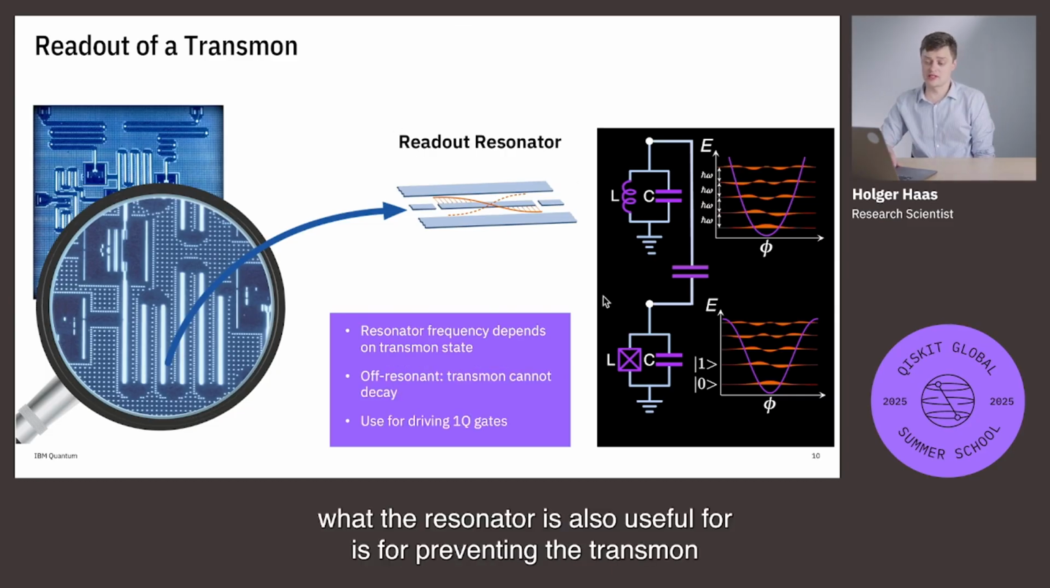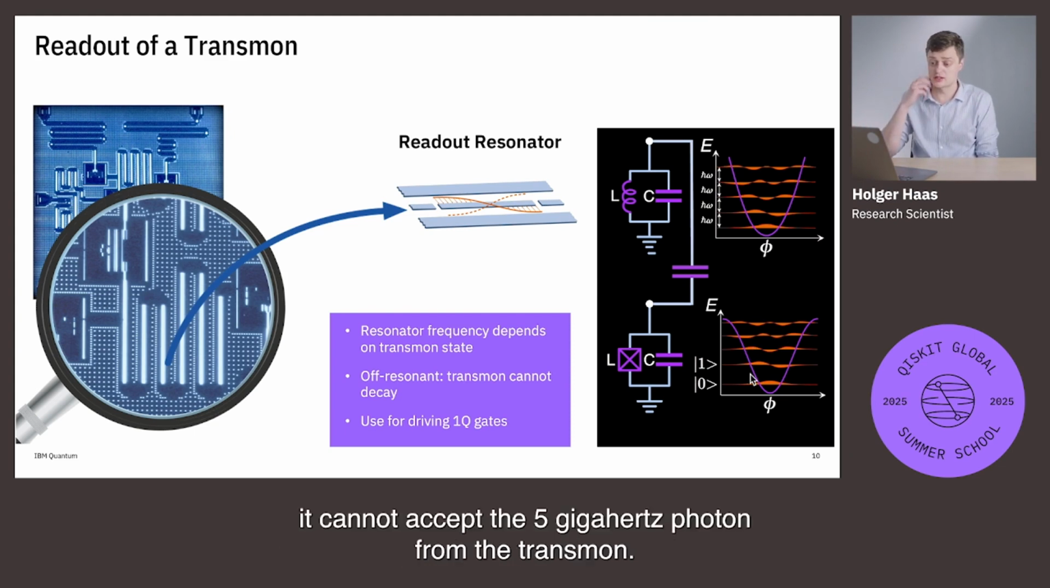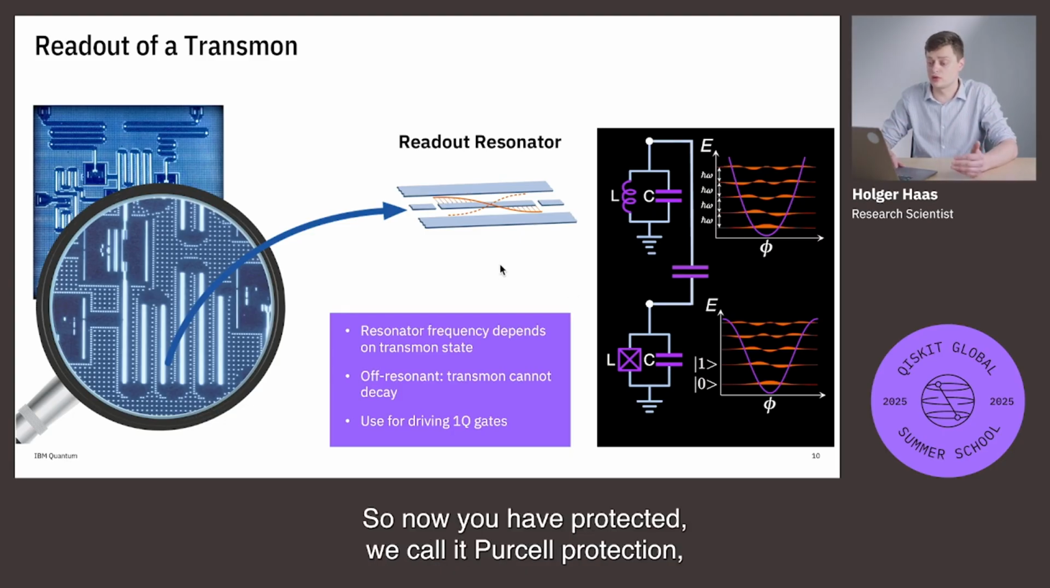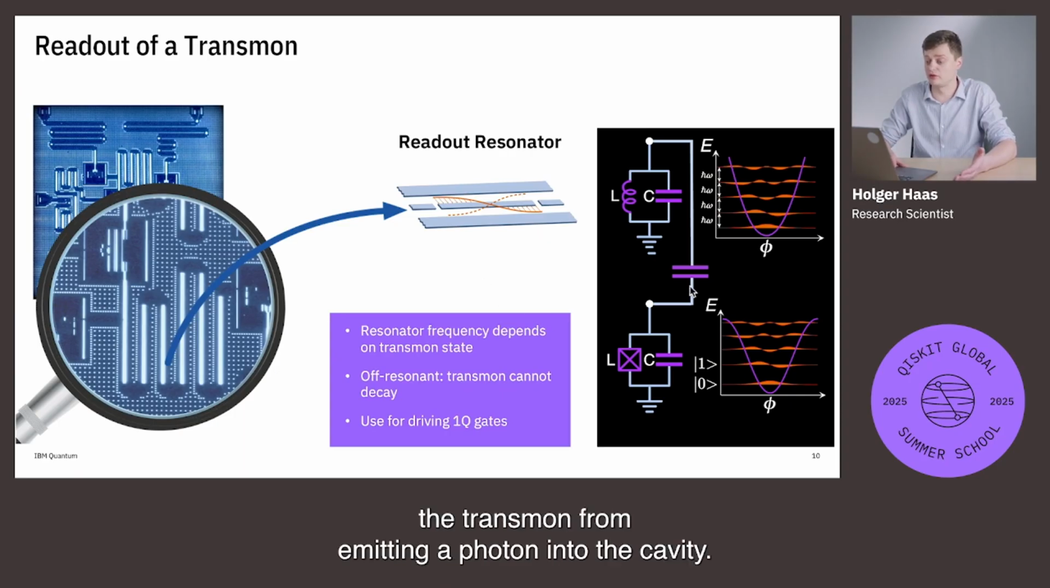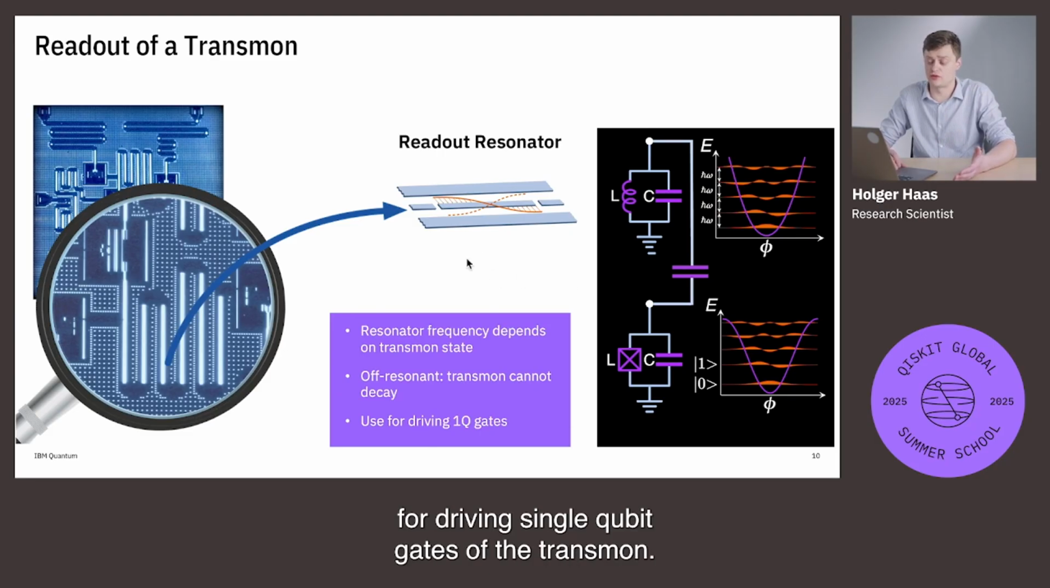Moreover, the resonator is also useful for preventing the transmon from decaying, because if you make it off resonant, then at 7 gigahertz, it cannot accept the 5 gigahertz photon from the transmon. The math just doesn't work out. So now you have protected the transmon from emitting a photon into the cavity; we call it Purcell protection. Finally, we can use this resonator for driving single qubit gates of the transmon.